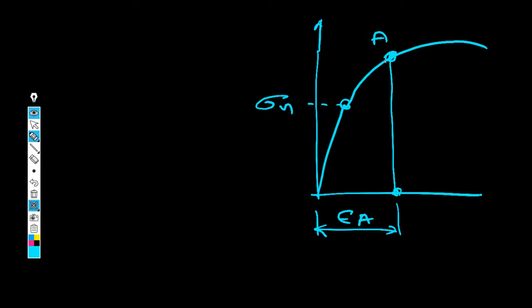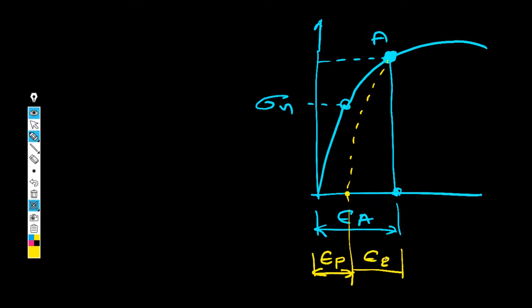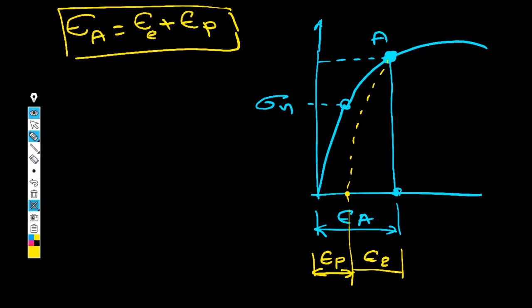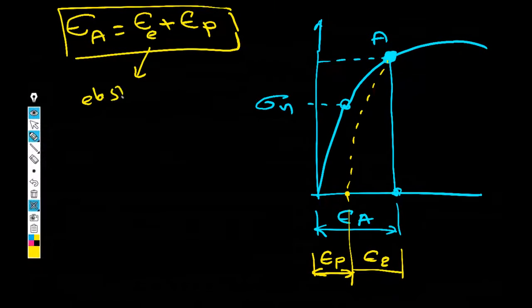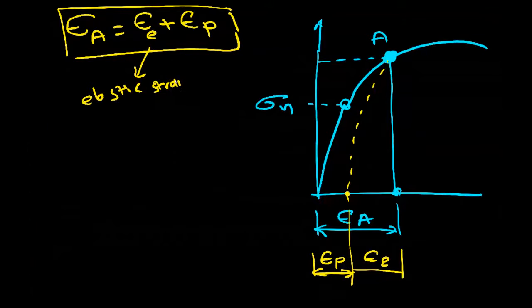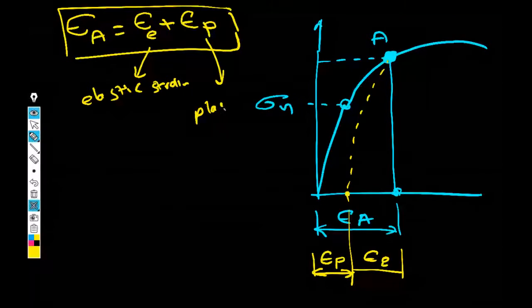If you remove the load at point A, does it return back to 0? No, it will return back to here. So it has two values here. The first value is called plastic strain and this is called elastic strain. So we have two parts. Epsilon A always has elastic plus plastic. Is that clear? Yes. This is called elastic strain, and that one is called plastic strain.